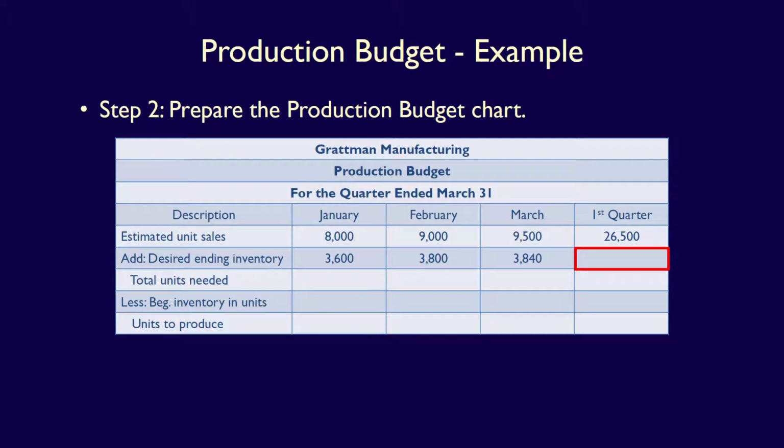What about the desired ending inventory for the first quarter? Can we simply add up the January, February, and March desired ending inventory to determine that? And the answer is absolutely not.